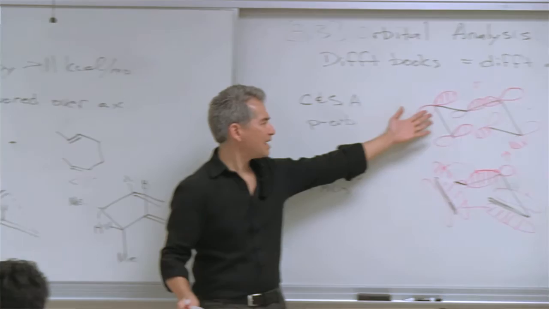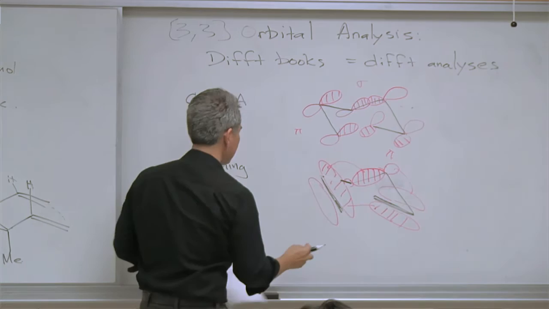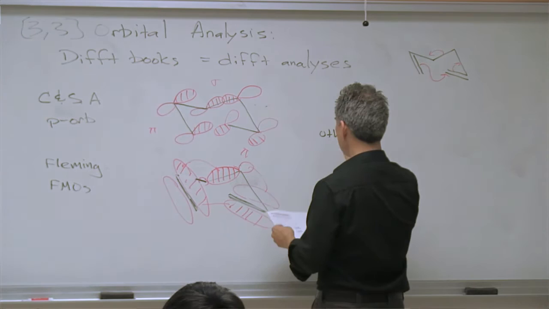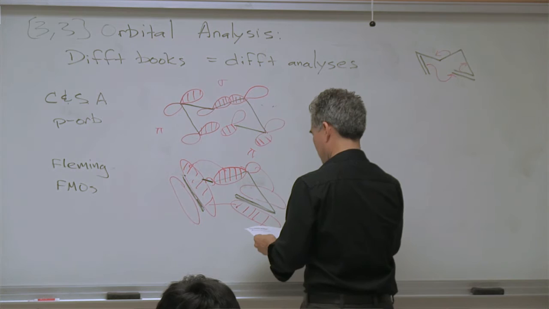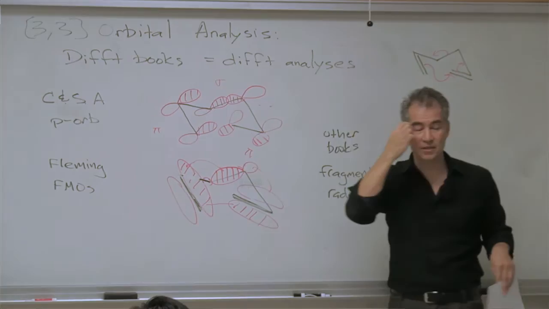Okay, there's a last way to analyze these things, and I don't have room underneath here, so I'll try to sketch it over here on the side. So the Fleming book does FMOs. Other books and other websites break these down into fragment radicals. In other words, it just fully breaks it down into two 3-atom fragments.